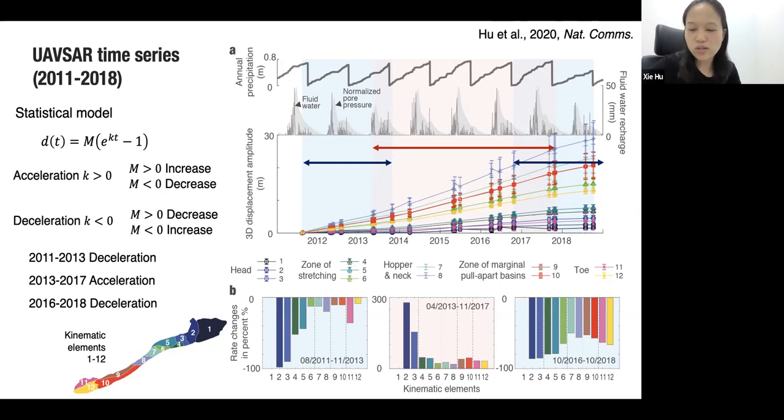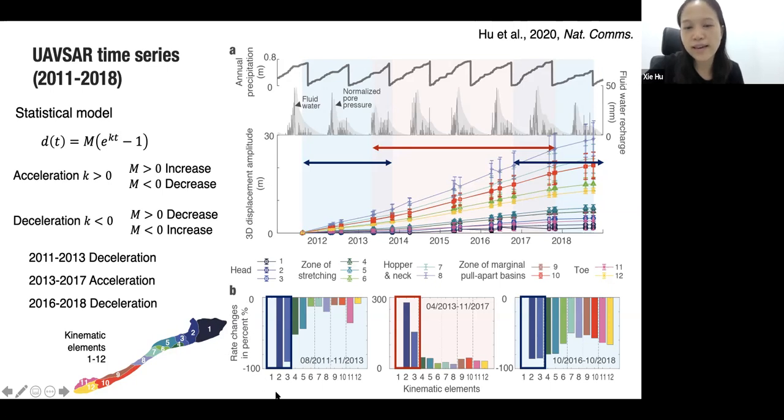It's also interesting to see that, no matter acceleration or deceleration, the head of the landslide always has a larger magnitude, or absolute value, of k. We believe this is because the head is very shallow, so the pressure comes sooner and in greater magnitude. So this part of the landslide is more sensitive. So that's about the Slumgullion landslide.